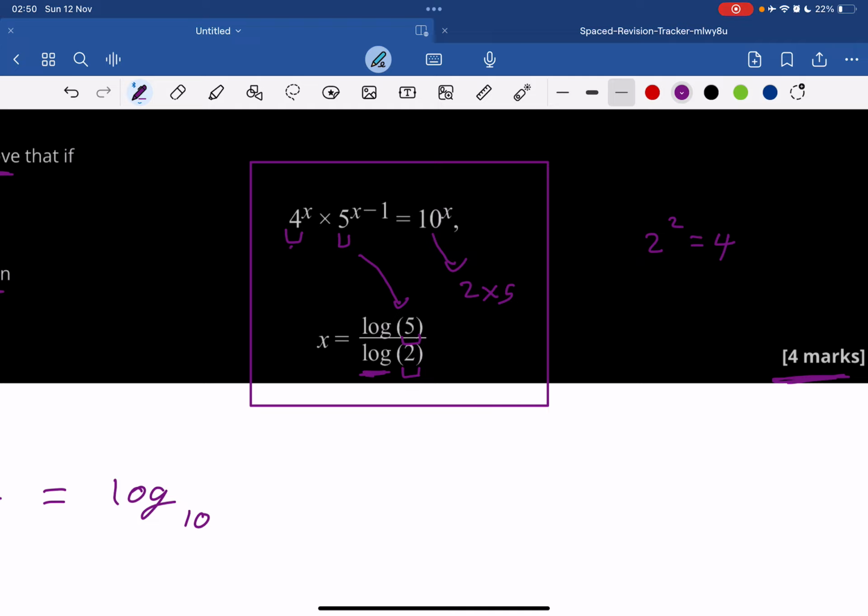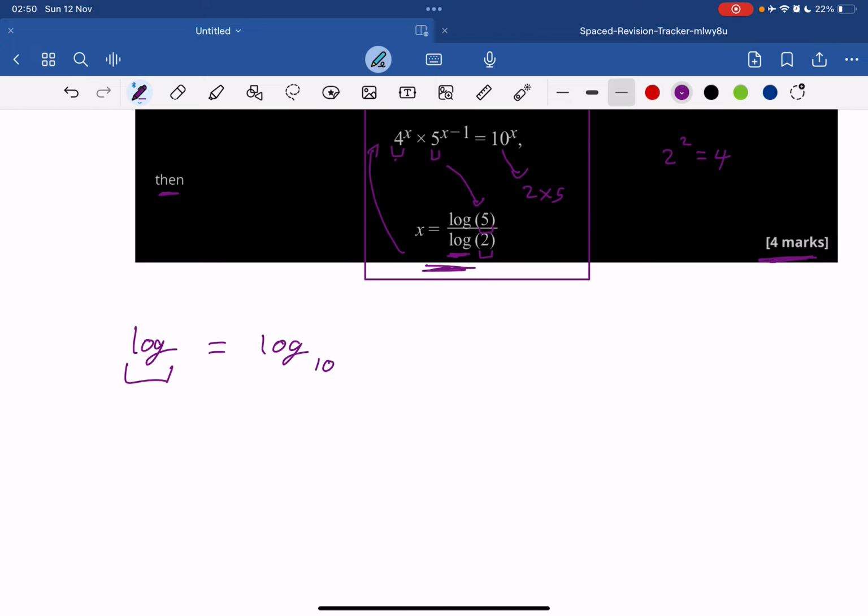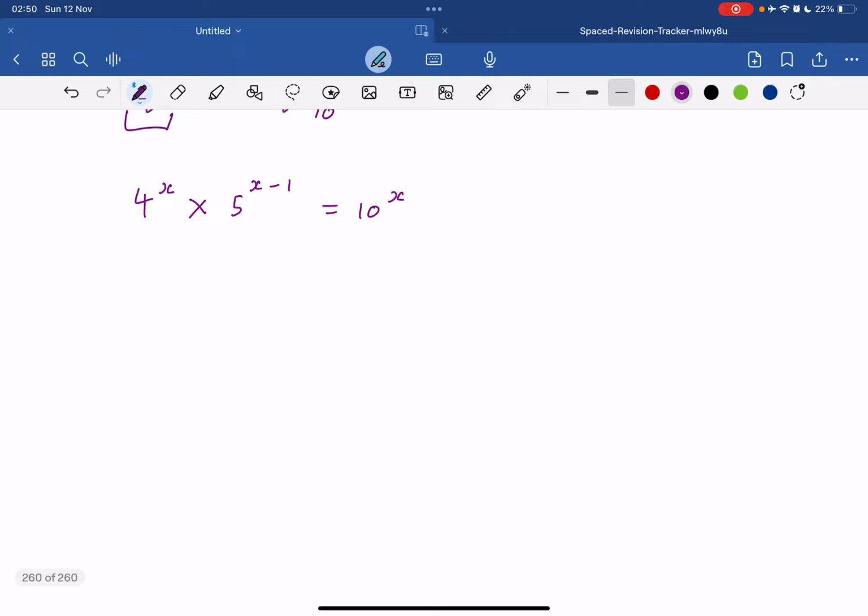Now that I've established all of those connections, I can now start the question. This process I like to call reverse engineering. It's looking at our end product and trying to go backwards to see how we get to that starting point. So let's go. Let me write out the question. 4 to the power of x times 5 to the power of x minus 1 equals 10 to the power of x. 4 to the power of x is the same as 2 squared to the power of x. 5 to the power of x minus 1 equals 2 times 5 to the power of x.